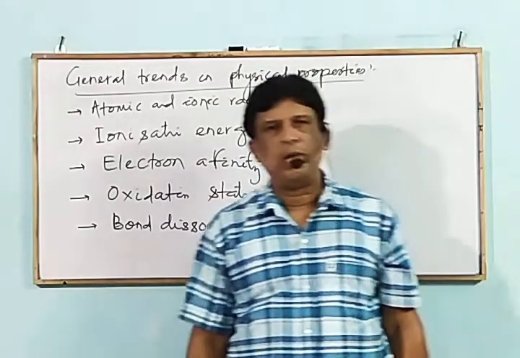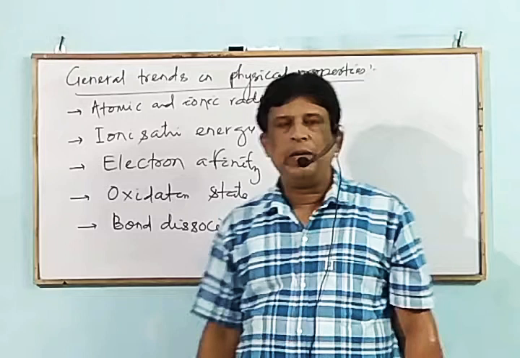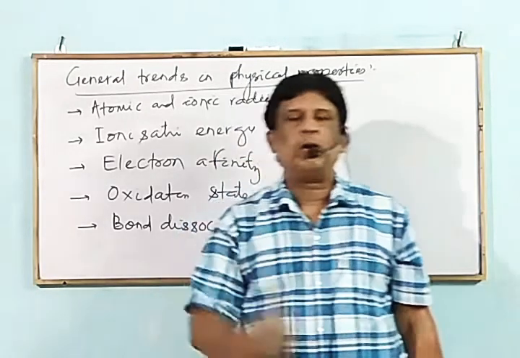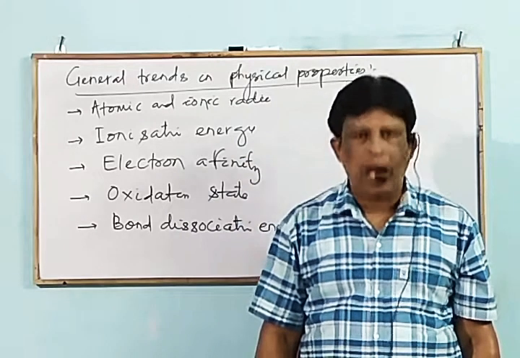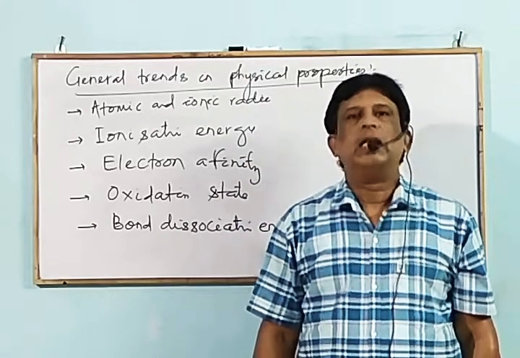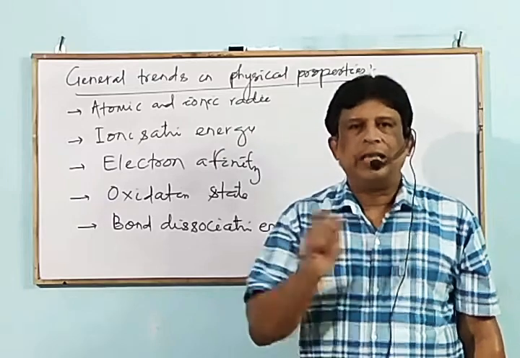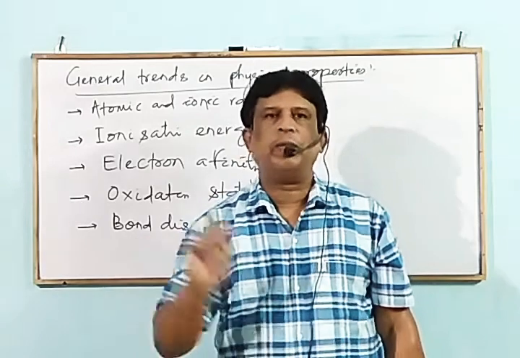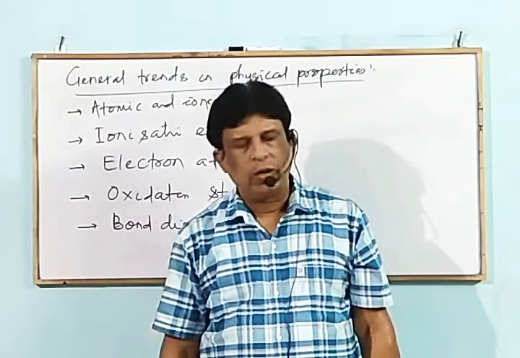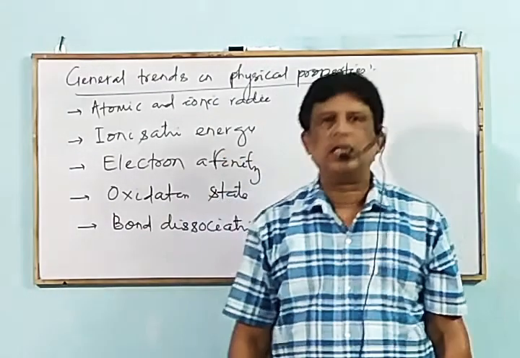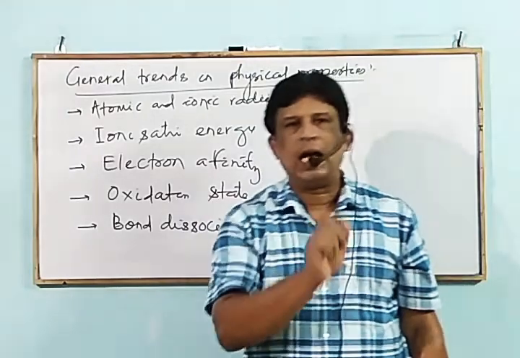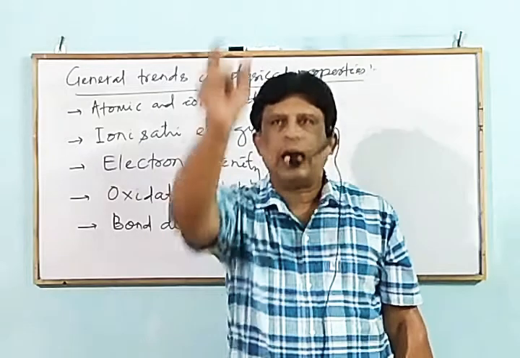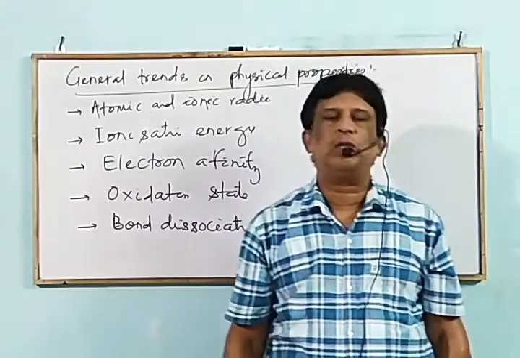Let us discuss one by one. First one is atomic and ionic radii. If we look at the atomic radii of this family, the halogen family, then we conclude that they possess the lowest atomic radii in a respective period. Because we know a common concept: the atomic radii gradually decrease across a period, while atomic radii gradually increase in a group from top to bottom.